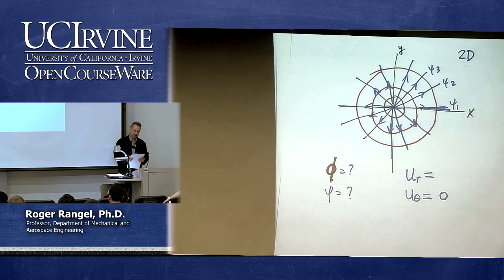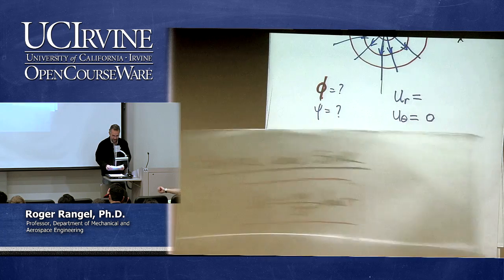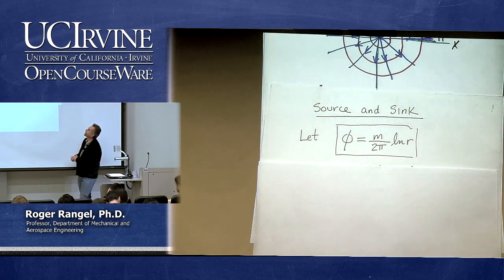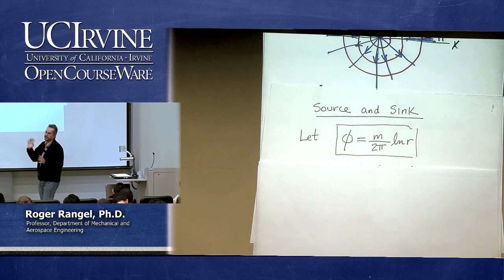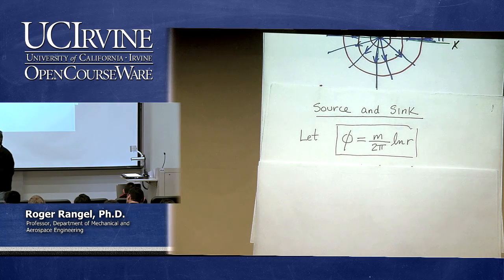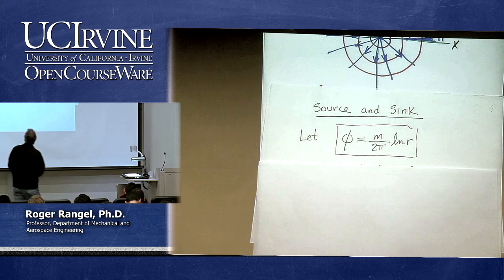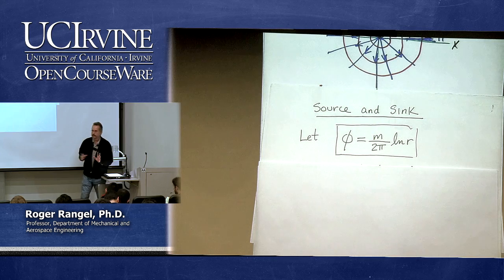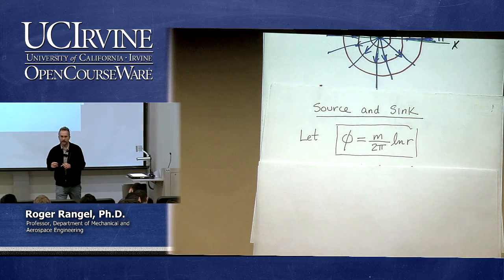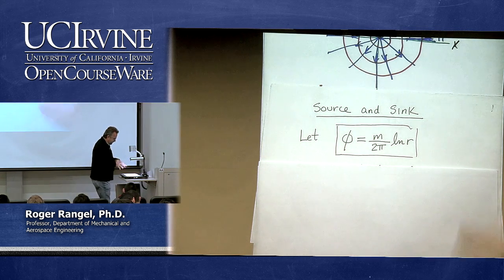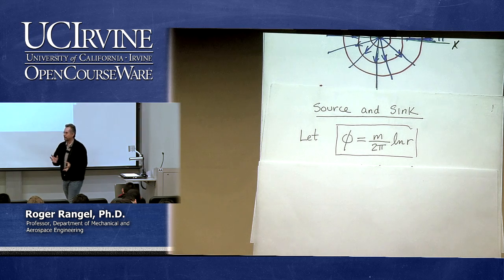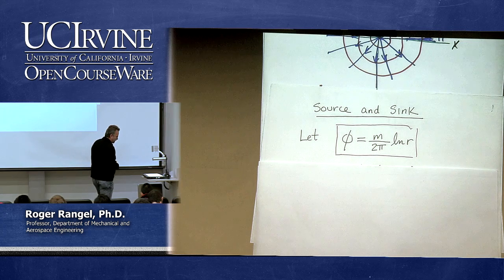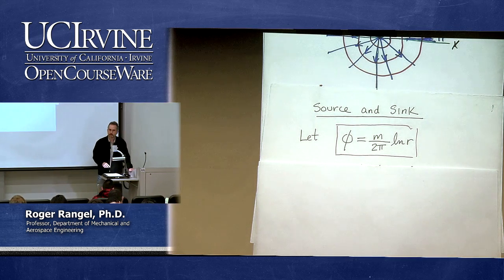that this is the velocity potential. I claim that whether it's a source or a sink will depend on a sign, but suppose that I claim that that is the velocity potential. m is a constant. We'll find out what that constant means in a moment. But m over 2 pi is just a constant. So it's a constant times the natural log of r. I claim that's the velocity potential.